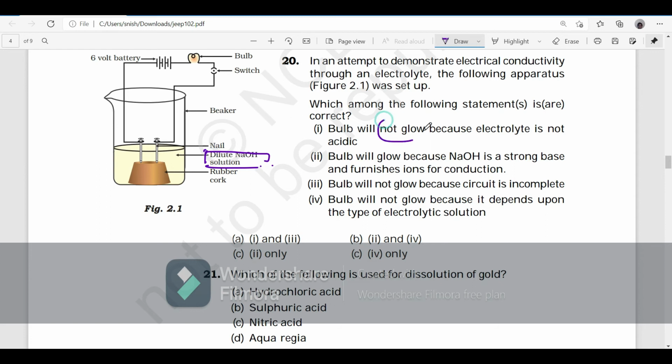First of all, what happens here is dilute NaOH. NaOH is going to dissociate, right? It's going to form its respective ions, and because of these ions, electricity will be conducted. So saying it will not glow is wrong, of course. Anywhere which says will not glow is wrong. Bulb will glow because NaOH is a strong base and furnishes ions for conduction, which is correct. Only 2 is correct.